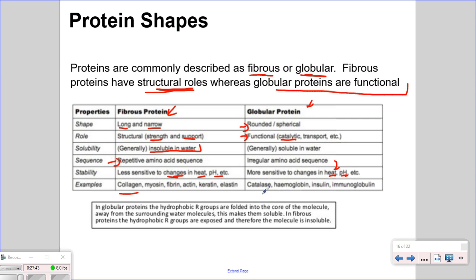Common examples include the enzyme catalase, hemoglobin, which we discussed on the previous slide, insulin, which is involved with blood glucose regulation, and immunoglobulins, which are antibodies. Antibodies we've talked about previously, but antibodies have a function in the immune system.